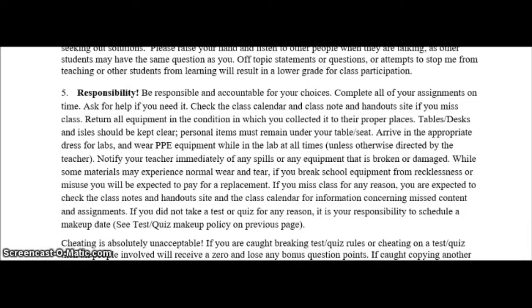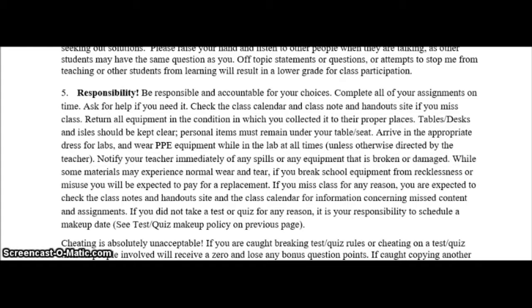Arrive in the appropriate dress for labs and wear personal protective equipment, PPE, while in the lab at all times, unless otherwise directed by the teacher. Notify your teacher immediately of any spills or equipment that is broken or damaged. While some materials may experience normal wear and tear, if you break school equipment from recklessness or misuse, you will be expected to pay for a replacement.